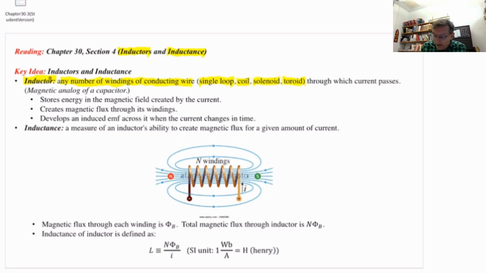And then we're going to pass electric current through those windings. Okay, that's it. That's all you have to have for some inductance: any number of windings of electric wire, and you pass current through it. And as I said, it's the magnetic analog of a capacitor. A capacitor stores energy in the electric field created by the charge separation. An inductor stores energy in the magnetic field created by the current flowing.